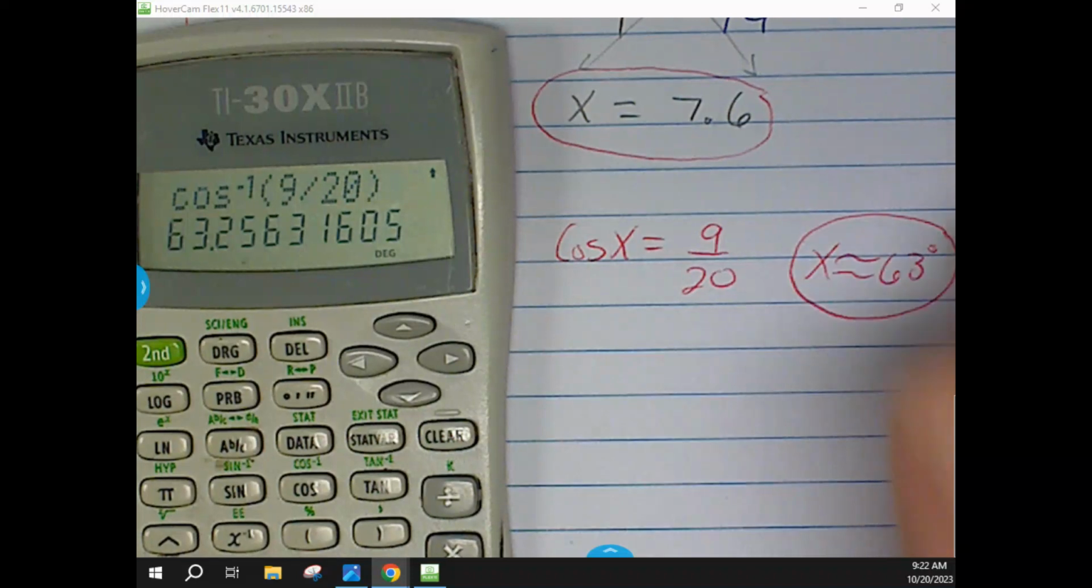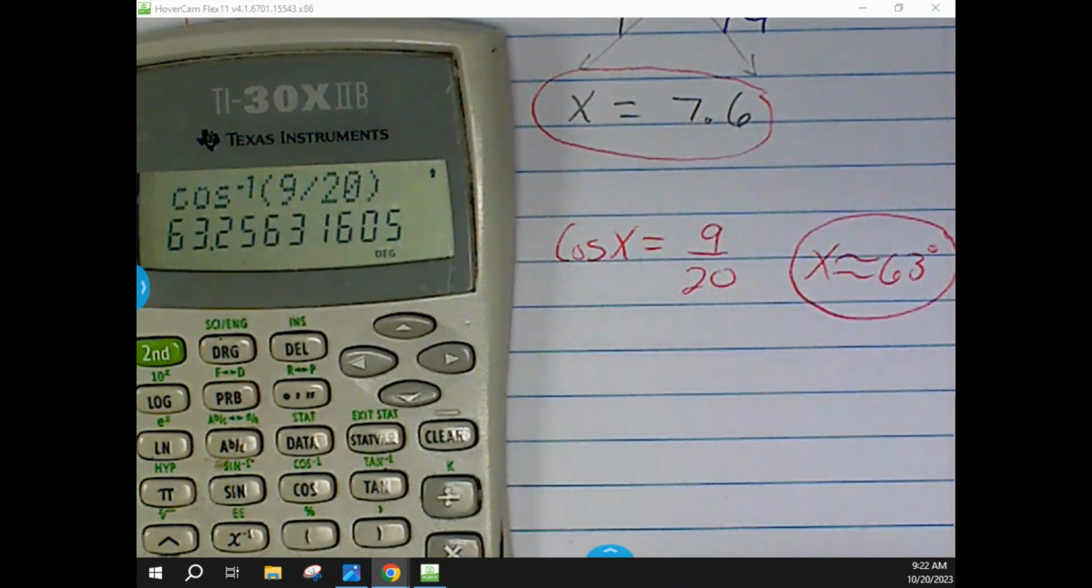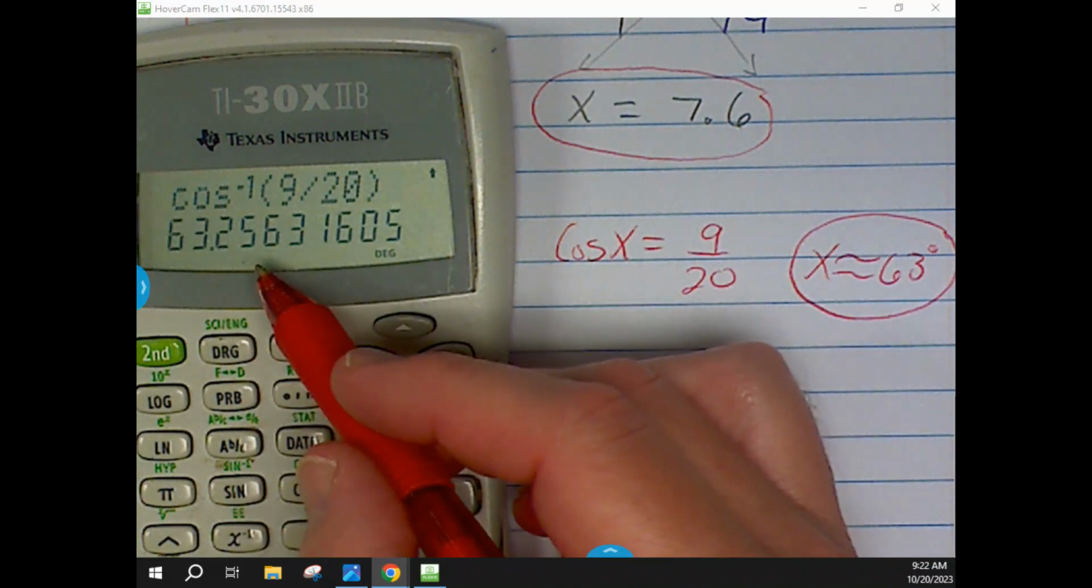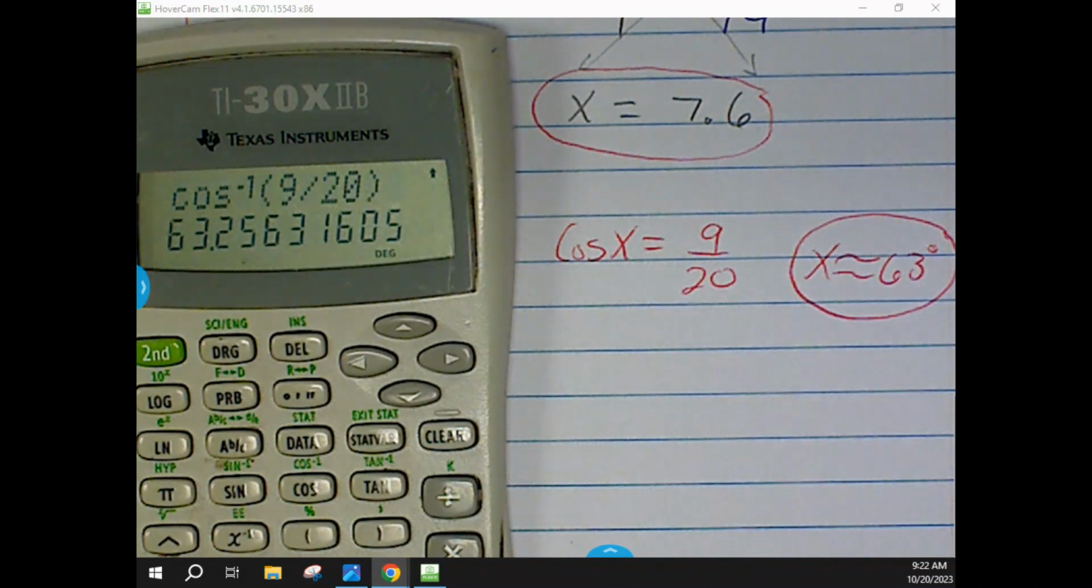How do you do that wavy equal sign? Anytime you round it off, if it's not exact, you use it. If we punched it in and got 63 on the dot, then you'd put an equal sign. Anytime you round it off, even if it's just one decimal place, you always put the squiggles in there, because technically you've adjusted the answer a little bit. It's not exact anymore.